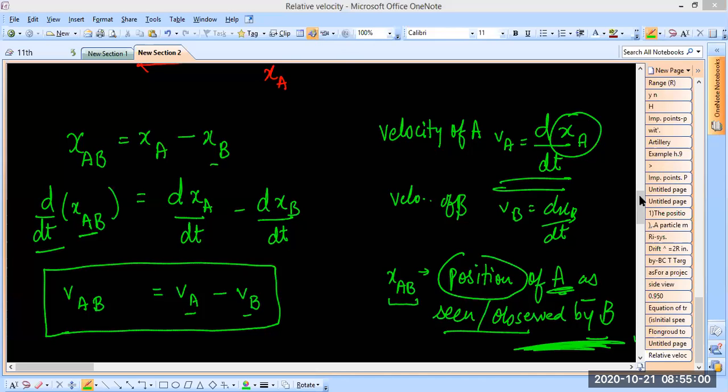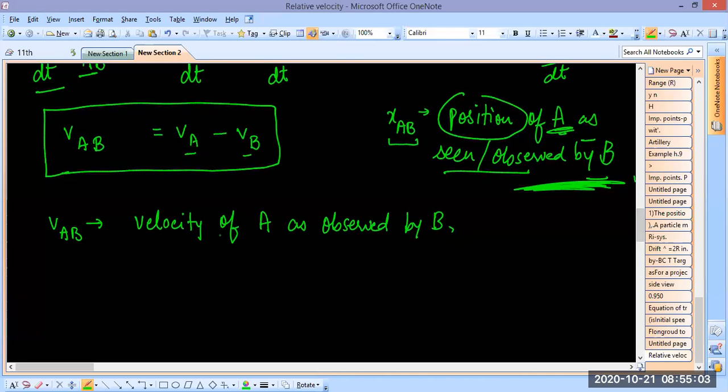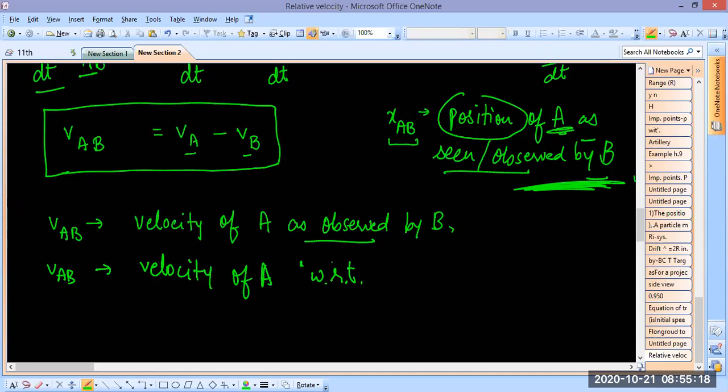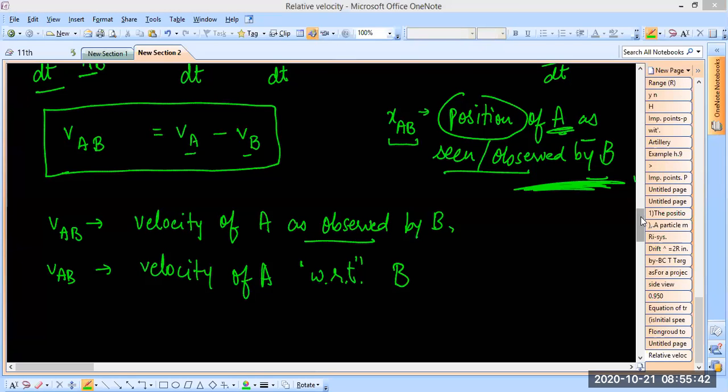Yeah, I will talk about that, just a minute. So this is velocity of A as seen or observed by B. It is also written as velocity of A with respect to B. With respect to means compared to. This is also velocity of A with respect to B, right? So what does this mean?